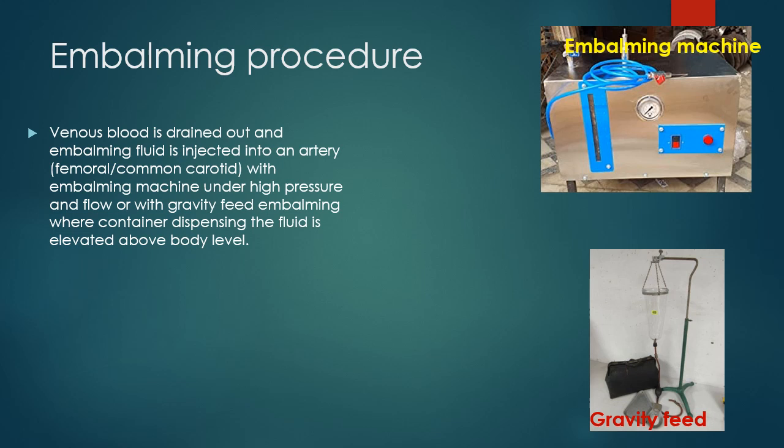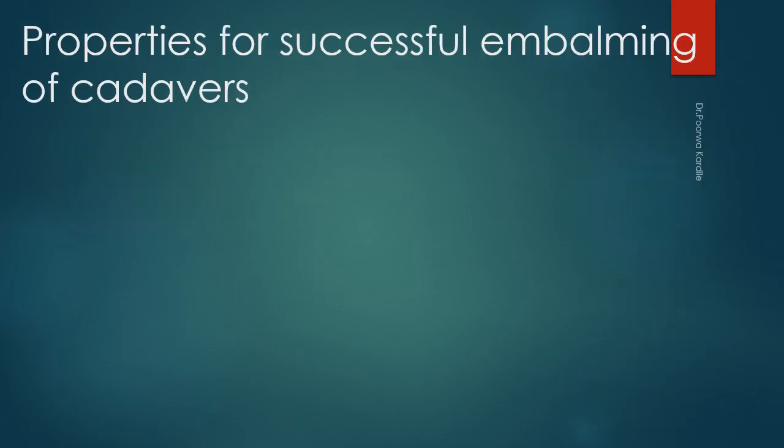So here a container is filled with the embalming fluid and it is kept at a height above the body level, so that the fluid present in the container is dispensed with the help of gravity. So this is the arterial method of embalming, which can be done either by using embalming machine or by using gravity feed method. Now, after completing the embalming procedure, we have to confirm whether the embalming is done successfully or not.